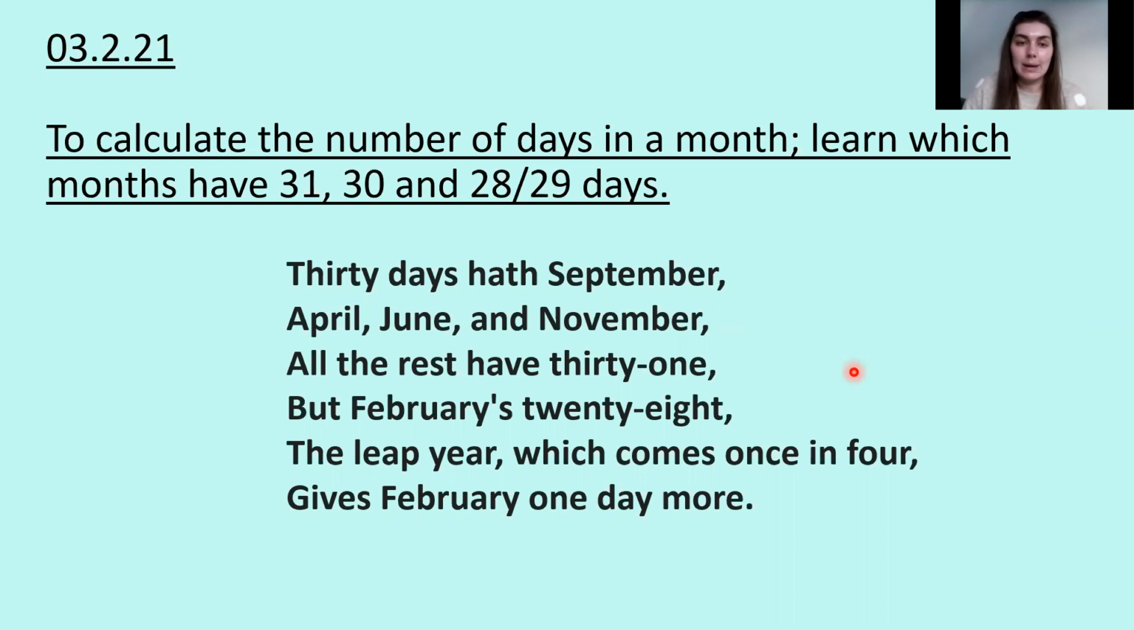30 days hath September, April, June and November. All the rest have 31, but February is 28. The leap year, which comes once in 4, gives February 1 day more.